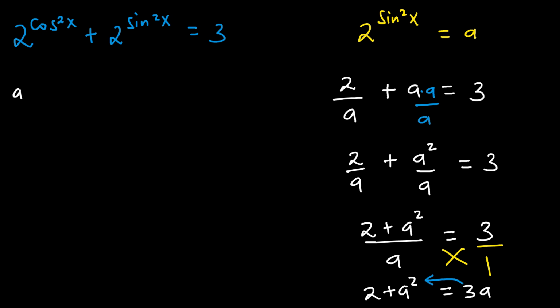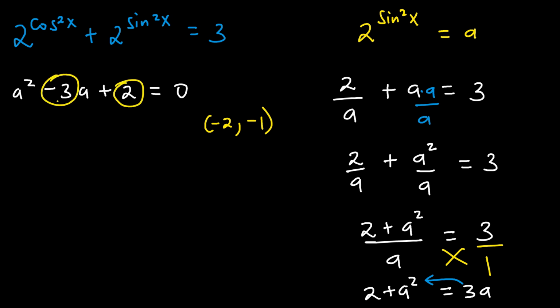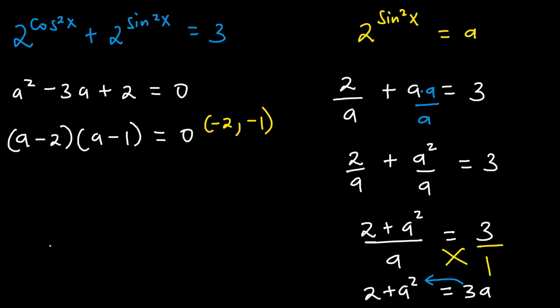And now we can take this to the left hand side. And so we shall have a to the power of 2 minus 3a plus 2 equaling 0. And as you can see, we have a quadratic. To solve it, we need to find two numbers that multiply to positive 2 and add up to negative 3. Those two numbers are negative 2 and negative 1. Negative 2 times negative 1 is positive 2, and negative 2 plus negative 1 is negative 3. So this will become a minus 2 times a minus 1 equaling 0.